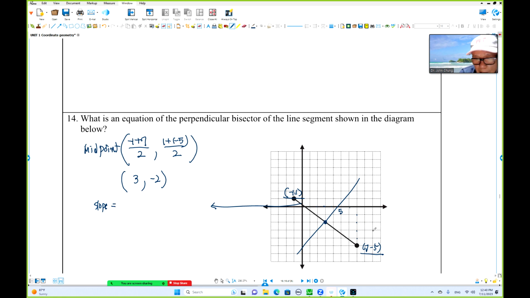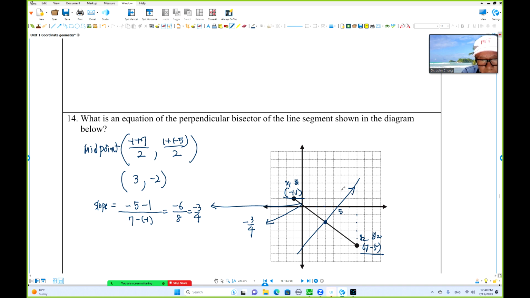y2 minus y1. I'm going to take this as y2, this is y1, this is x1, this is x2. y2 minus y1: negative 5 minus 1, over x2 is 7 minus x1, which is negative 1. That equals negative 6 over 8, which is negative 3 over 4. The slope of the line equals negative 3 over 4.